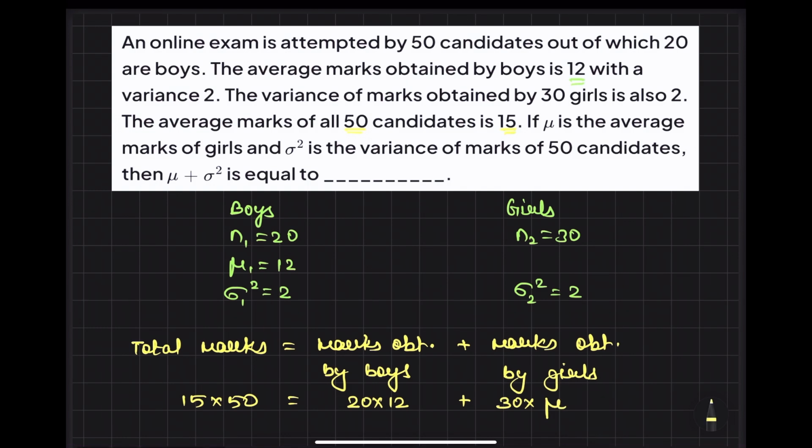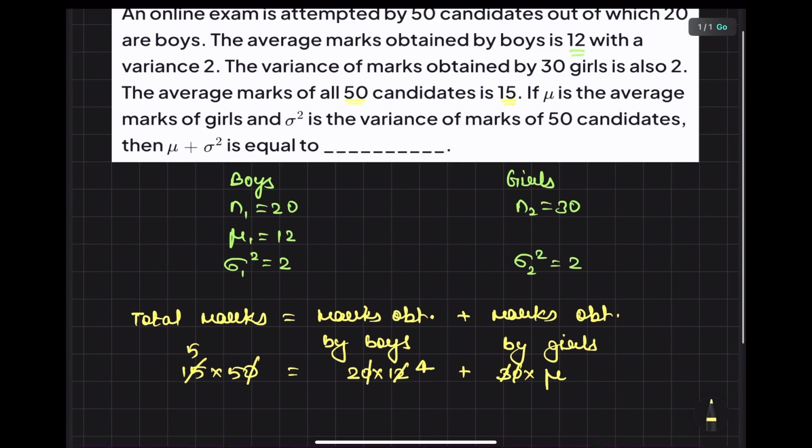Now divide both sides by 10. So this thing, this thing, this thing. Now we will divide both sides by 3. So this thing, this thing, this thing. So can I say that it is 25 minus 8 equals mu? So it is equal to 17. Therefore, the average marks obtained by the girls is 17. So mu is 17. Correct?